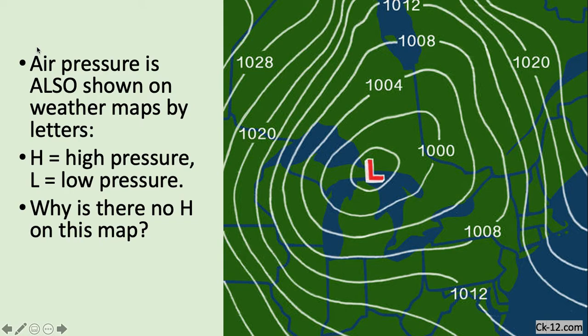The L means low pressure center. If it's an H, it's a high pressure center. Why is there no H on this map? Well, the answer is that there is an H somewhere, it's just not in this vicinity. It's probably somewhere else in the United States.